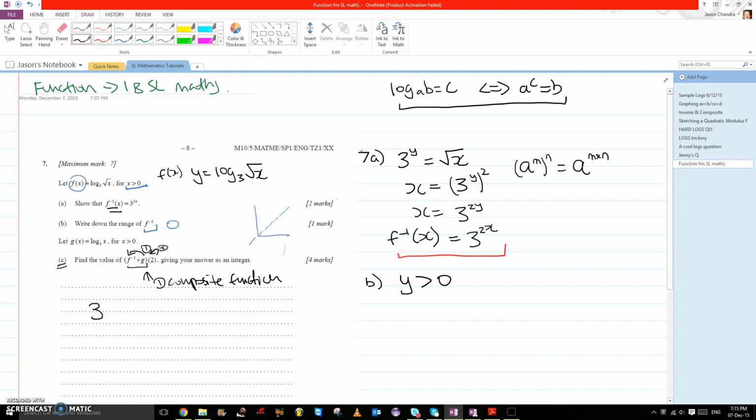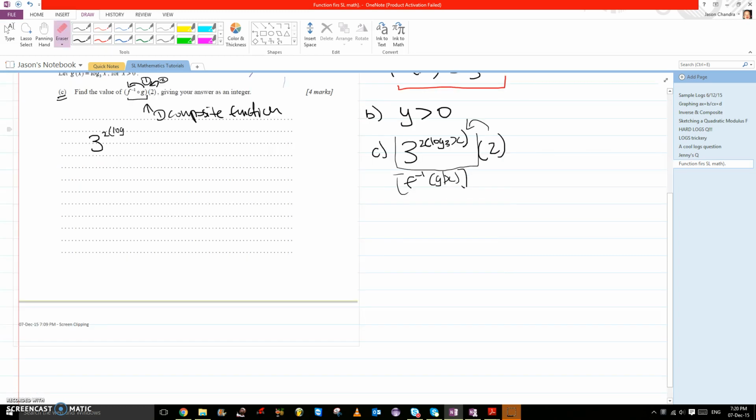So 3 to the power of 2 times log base 3 of x. Let's just write it here. From here we can understand that this is f minus 1 of g, which is basically the step where you're putting g into the inverse of f. So for our second step we have to substitute 2 in there.